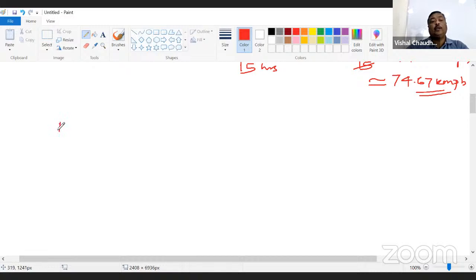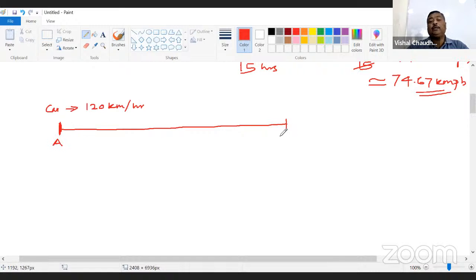Let's say we have a person who travels by car at 120 kilometers per hour from point A to point B, and when he reaches B, he again travels back at, let's say, 80 kilometers per hour to reach A. So what is his average speed for the entire journey?